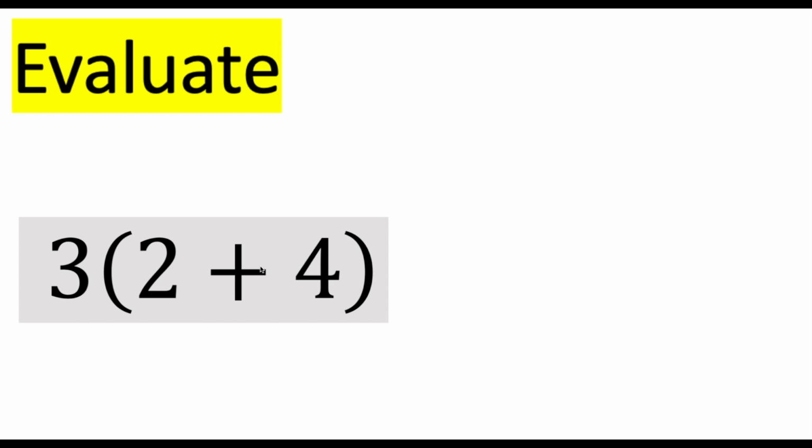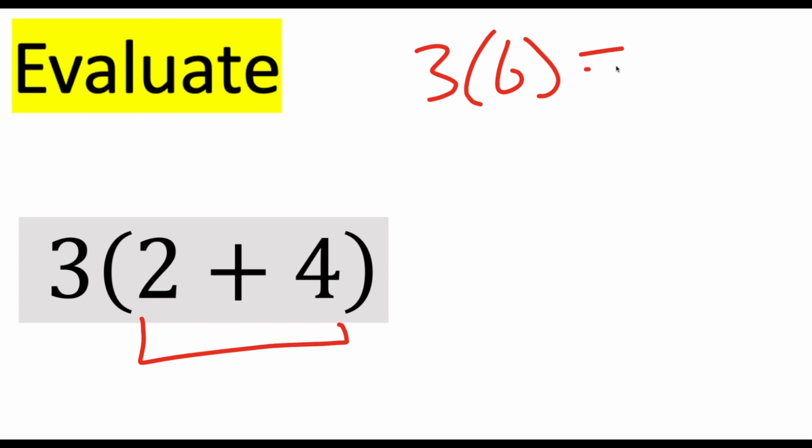So the method without the distributive property, we have a parentheses right here. All you have to do is add. So what is 2 plus 4? We know 2 plus 4 is 6. So you could do 3 parentheses 6, and 3 times 6 is 18. This right here is not the distributive property, but we still evaluated this problem.